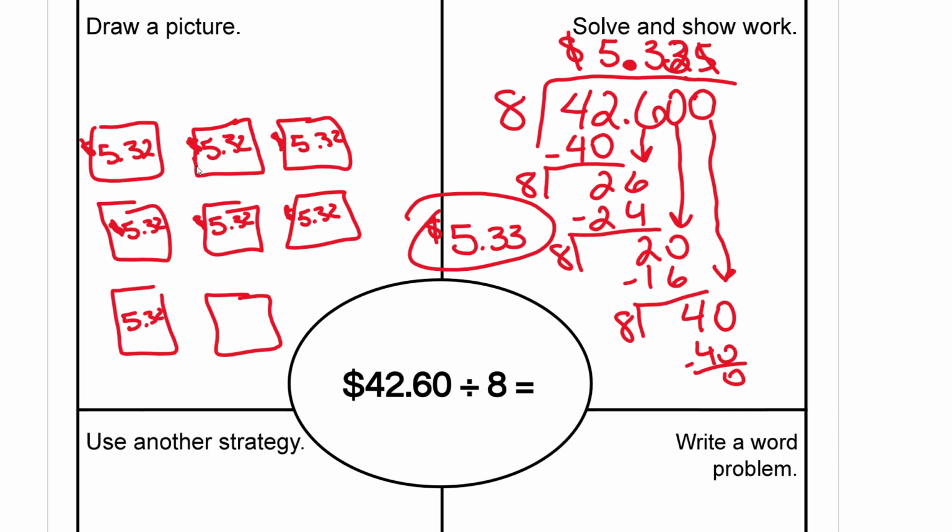Okay, so we had $5.32 for each of these folks. And that seems like a lot of money to be giving away. And then we ended up with that 5. Well, what was that? It was a remainder 4. So that's 4 cents. There'd be a remainder of 4 cents.